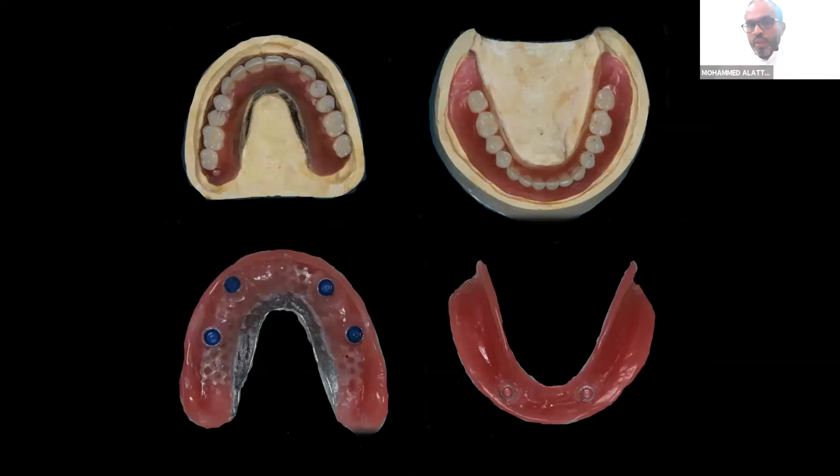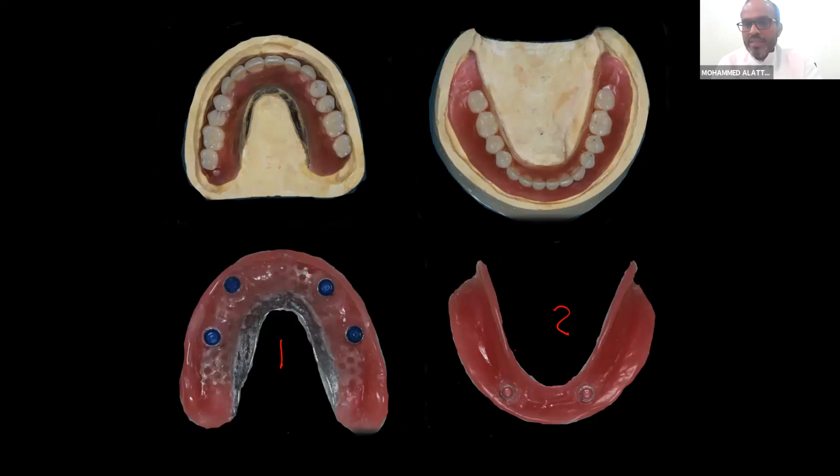For the mandibular, we did it without a metal reinforcement. Whether we need to do a metal reinforcement or not depends on some factors that you can consider. For the maxillary, it's a must to do. But for the mandible, some say you can do it, and some say you don't need to.